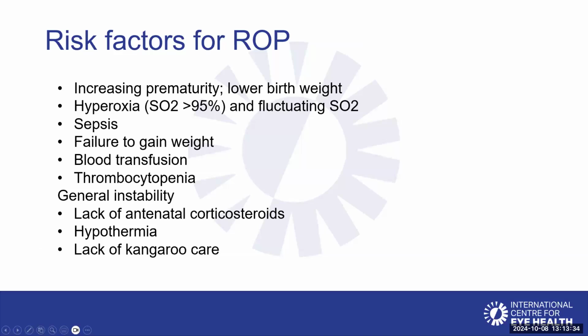So the main risk factors for ROP are listed here. I expect many of you will be familiar with many of them. Thrombocytopenia is a recently identified risk factor, which was actually detected by our last speaker from India, Dr. Anand Vinikar. And then general instability, so lack of antenatal steroids, hypothermia, and kangaroo care, all increase the risk, probably indirectly.